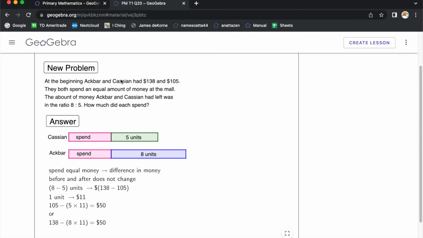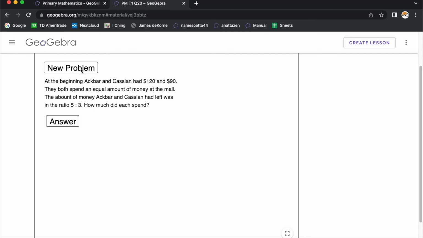So as usual, for your practice, go to the link that is given below, right? Try out the different set of numbers, make sure you can solve by yourself, and then you can check your answer by clicking on this.